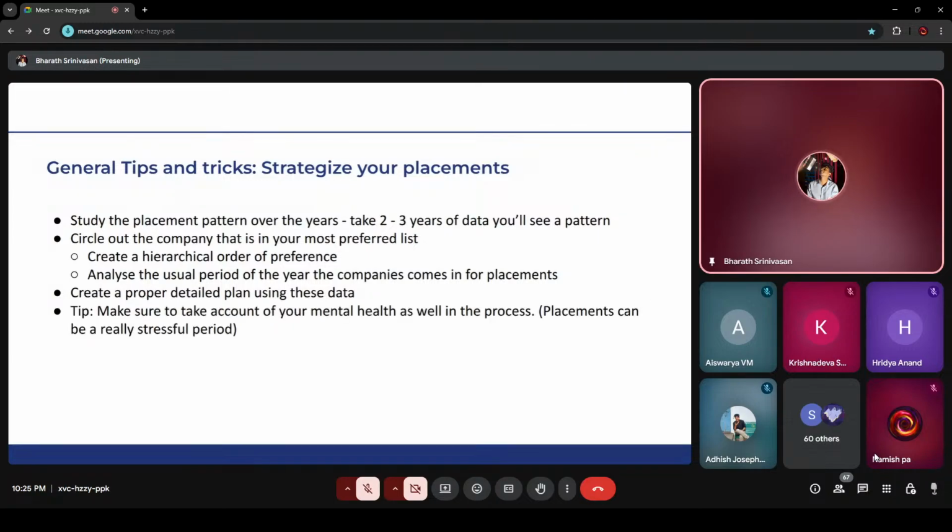Then this is very important. This is not something everybody takes into account. Mental health. Placement is a very stressful period. A lot of your friends are getting placed. You might have a lot of other things that are bothering you as well. So make sure you account for that in your placement schedule and everything. And it's okay not to get placed. That is very important and something that you need to understand.